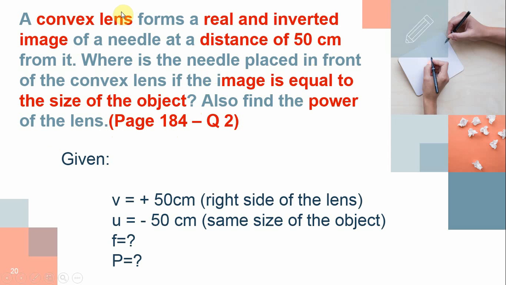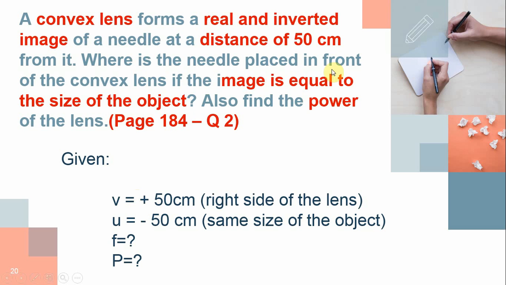Convex lens means we can get a real or virtual image, which depends upon the distance. Here the image of a needle is at a distance of 50 cm, so the image distance is 50 cm. Here v is equal to plus 50, because we get a real and inverted image. In a convex lens, the image is formed on the right side of the lens for real and inverted, so we take v as plus.